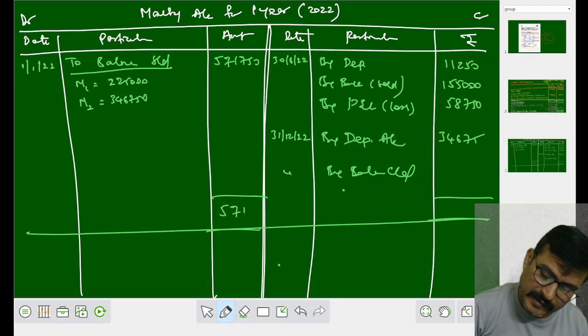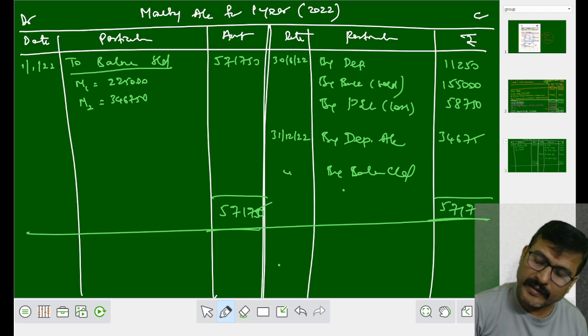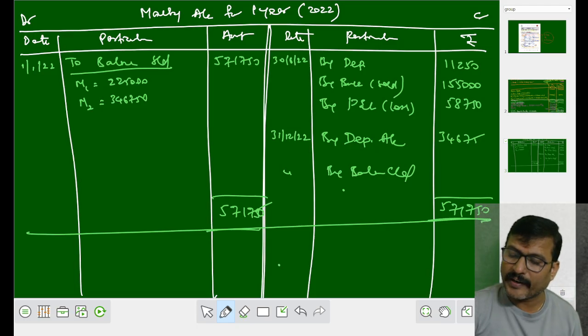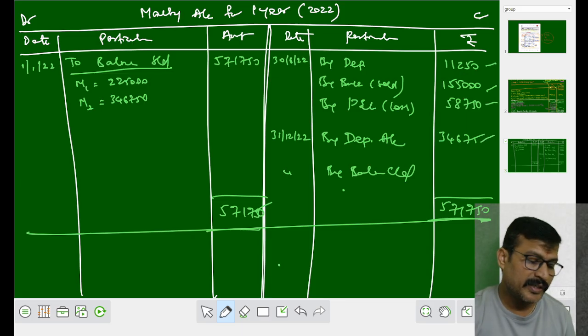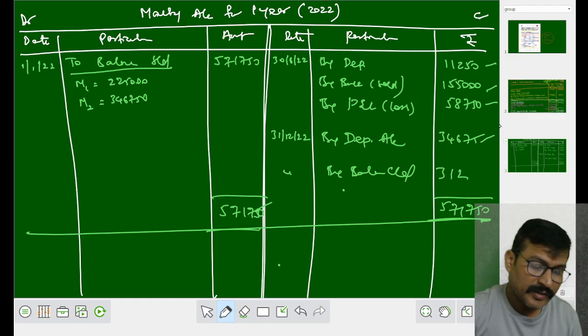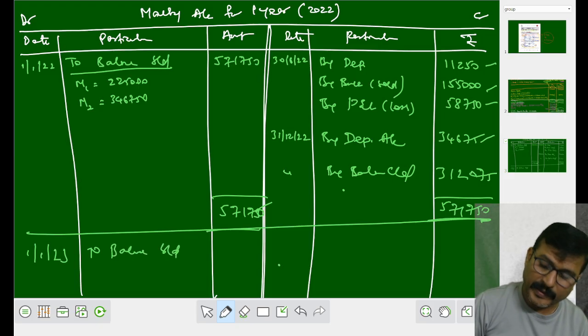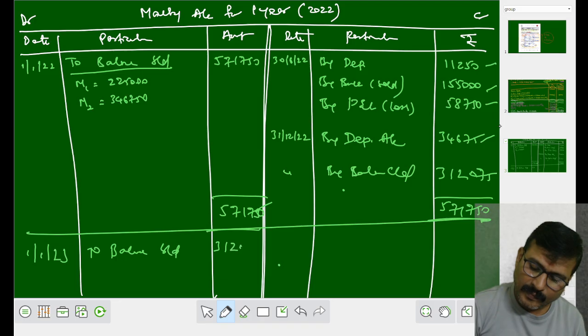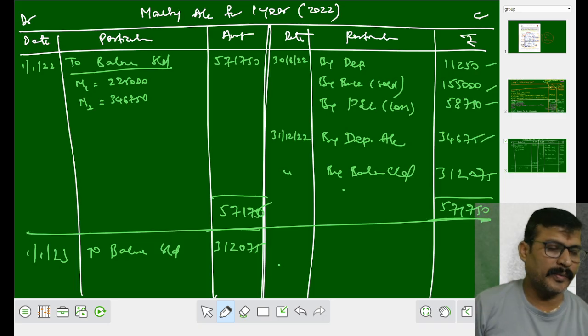5,71,750. Out of 5,71,750, subtract this, subtract this, subtract this, subtract this. You are getting a balance called 3,12,075. The same amount is to be brought down for January 23 as to balance brought down, 3,12,075. This is how we have to solve the problem, my dear student, in case of the depreciation chapter.